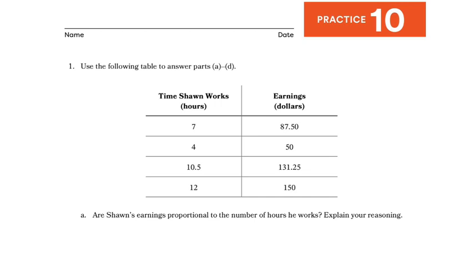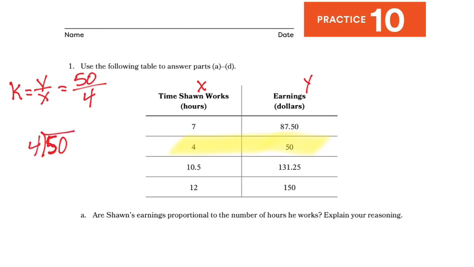So the easiest row that we can use is this one here, where our hours are going to be our X, our dollars are going to be our Y. To find our constant of proportionality, we use K is equal to Y over X. So we're going to put our Y is 50 and our X is 4. That fraction means 50 divided by 4.